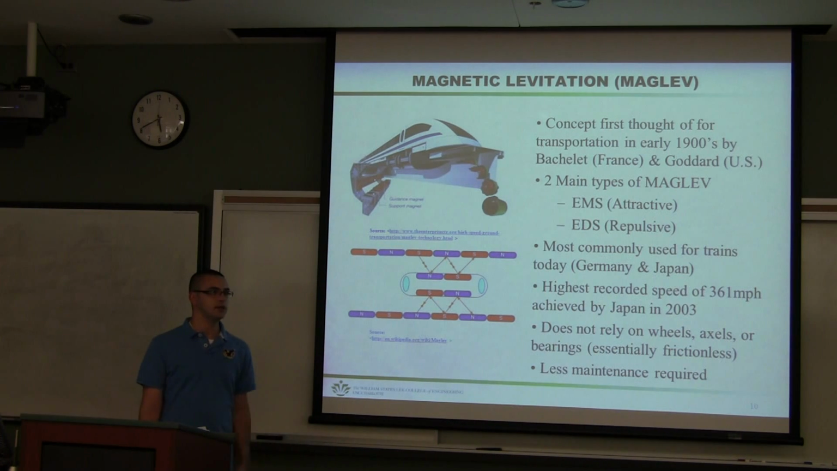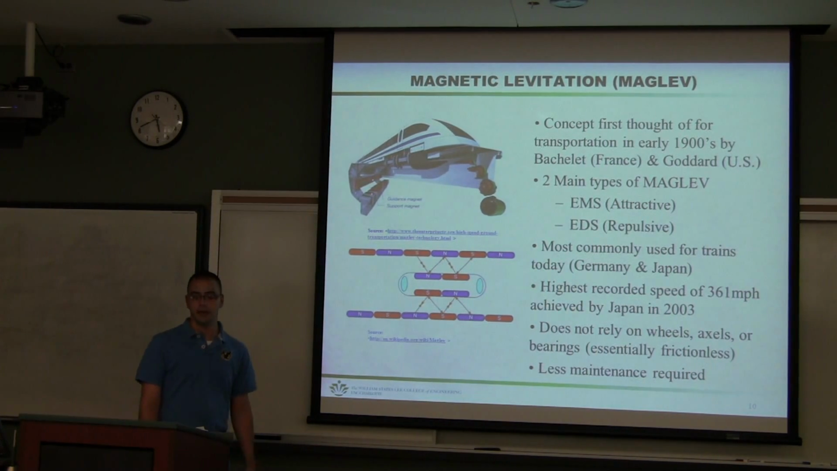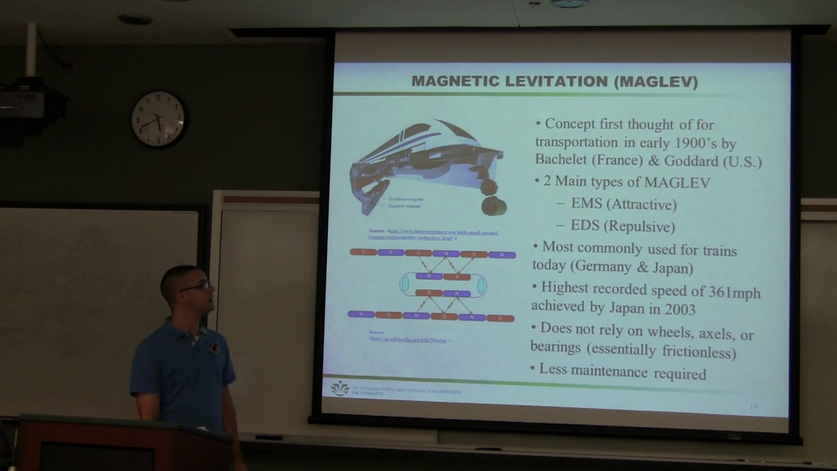In the 60s, the United States developed the first actual train, but they never put it into the United States infrastructure. Then the Germans, in 1992, created the first actual working transportation maglev train. It's very common nowadays in China and in Japan.